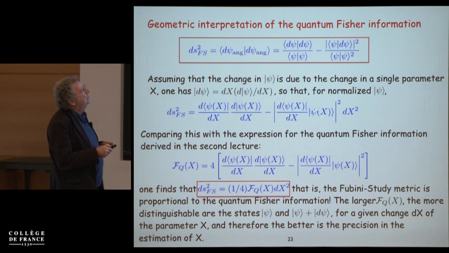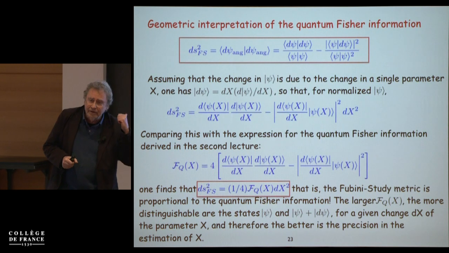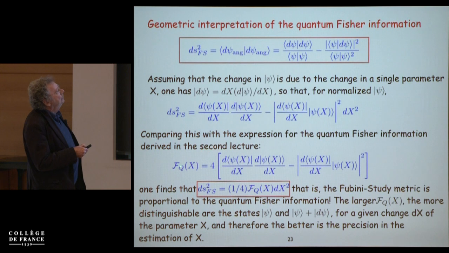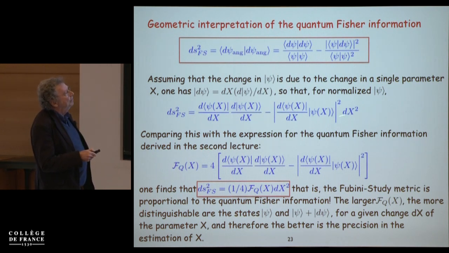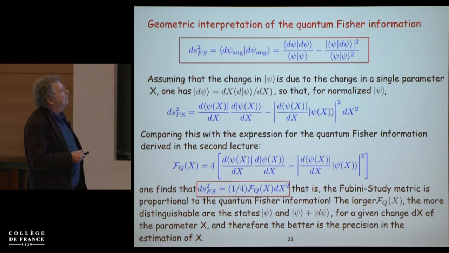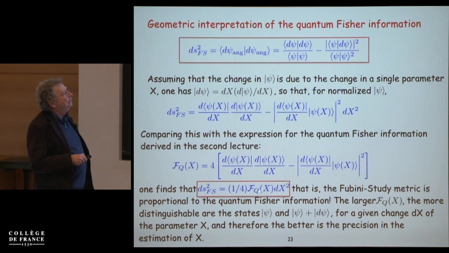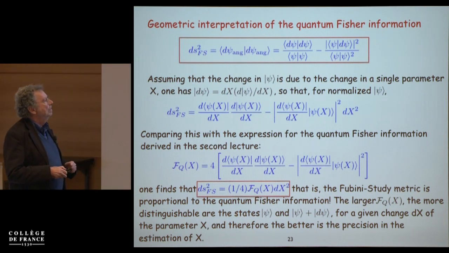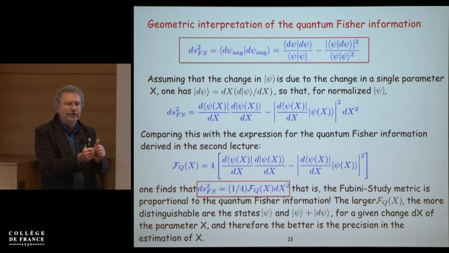Now, if we compare this with the expression for the quantum Fisher information derived in the second lecture, which I presented in the introduction to this lecture, you see that the quantum Fisher information is just 4 times this term here, which is multiplying the dx squared. Therefore, we can write that the Fubini-Study metric is 1/4 of the quantum Fisher information times dx squared. Okay? So you see that the quantum Fisher information is directly related to the distance between nearby states.